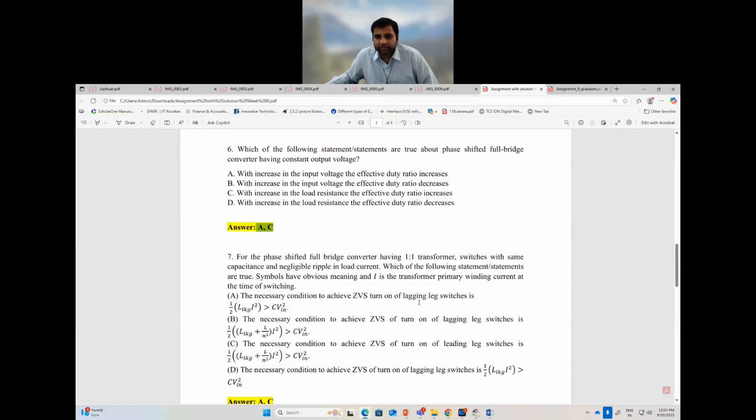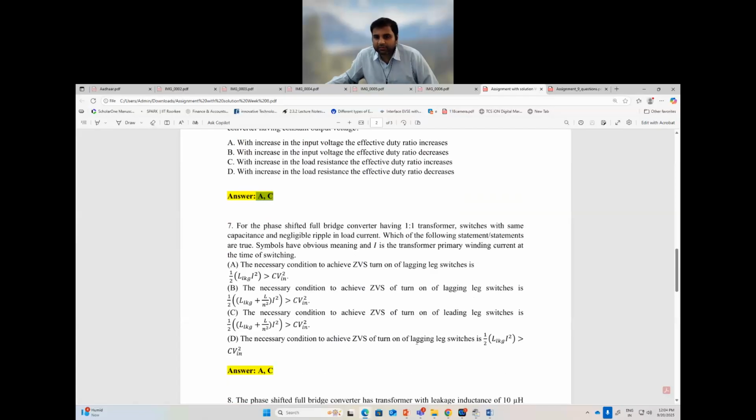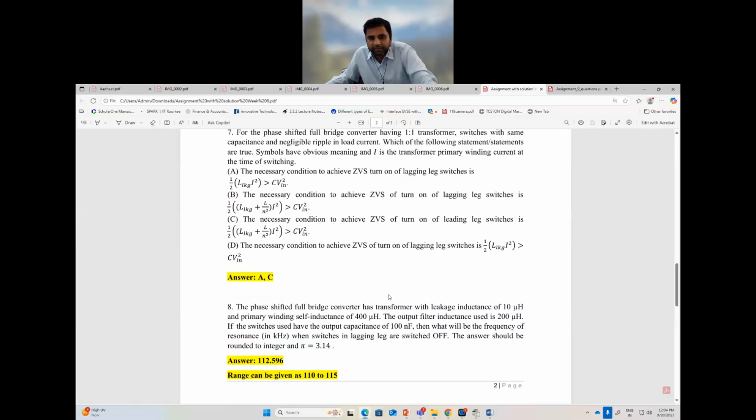Then question 7. There was a typo mistake from our side. It has to be the leading leg, but it was written as the lagging leg. So we will consider that, and A, C and D, all three options, are correct in this particular question. We will put all three options as correct, and then re-evaluate.